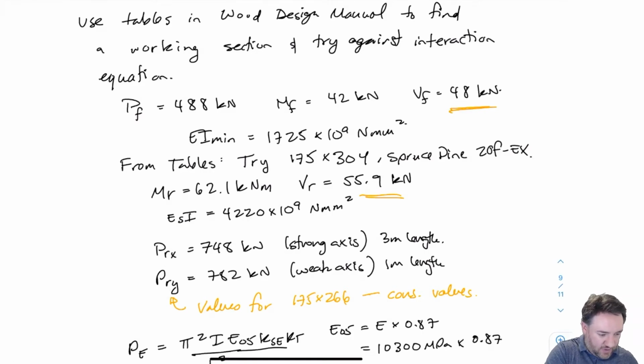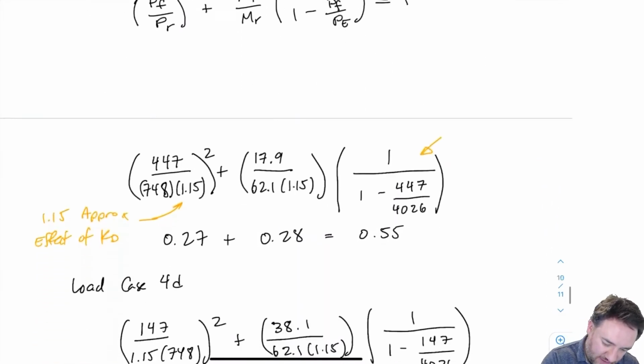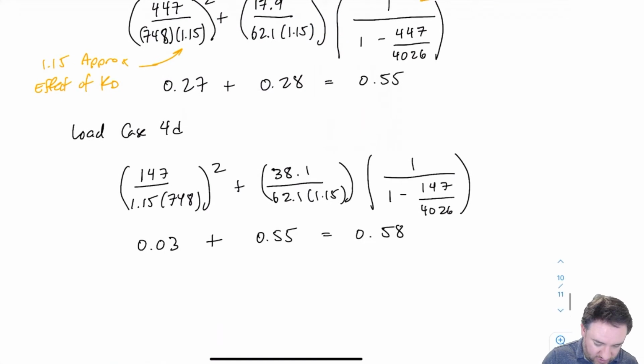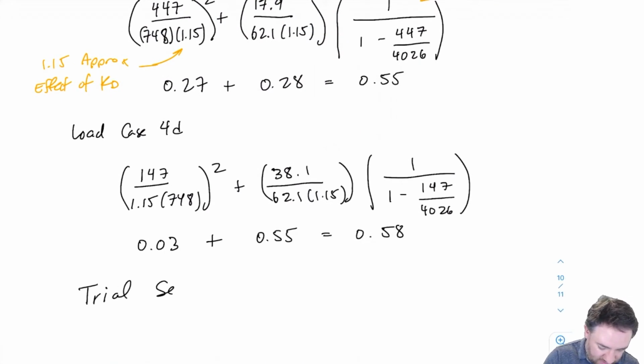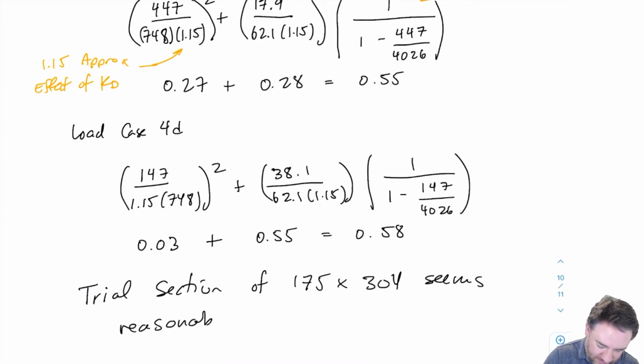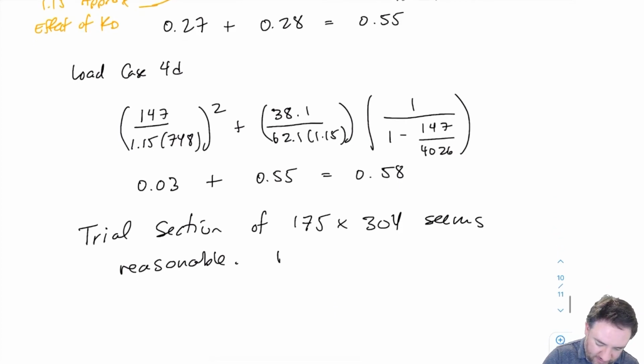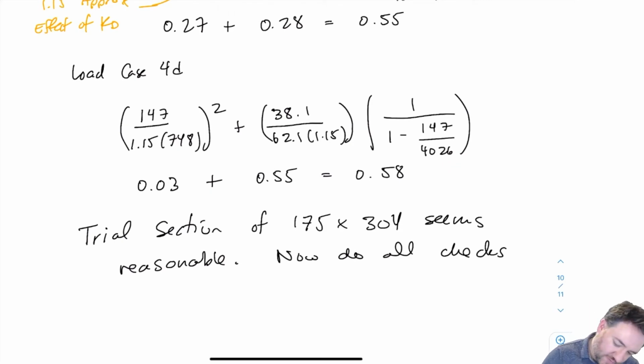Okay, so I'm going to put a cut in here. And in the next video, we're going to start checking everything for this selection. So at the end here, we're saying that our trial section of 175 by 304 seems reasonable. Now do all checks. That's what we're going to start doing in the next video, starting with longitudinal shear resistance, since that's the one that we think is the closest.